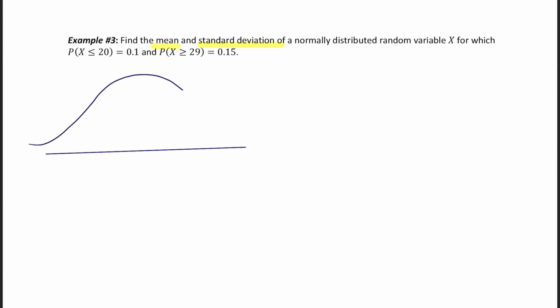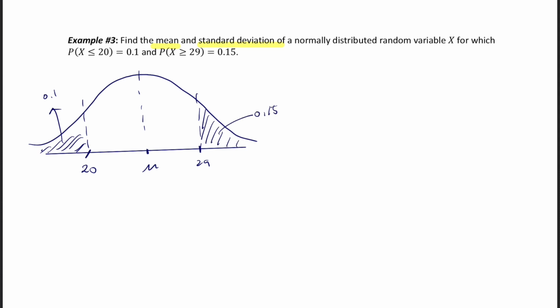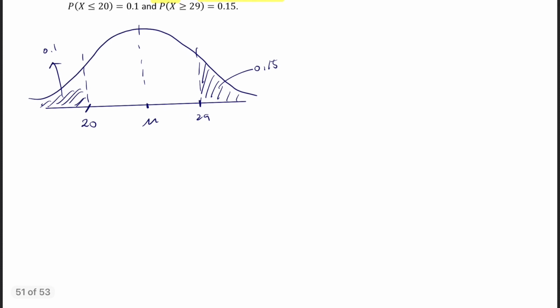our bell-shaped curve. Okay, we know that P of x is less than 20. So if the mean is in the center, then at one point on the left-hand side we will have 20, and the area below 20 is 0.1. Okay, and for P of x greater than 29, on the right-hand side at one point is going to be 29, and anything above 29 is 0.15. Okay, then using this information, we can actually calculate two different z values.